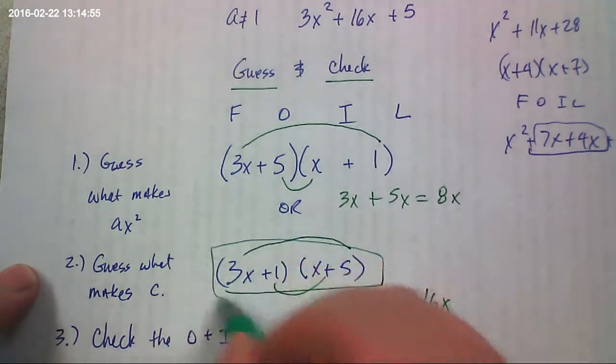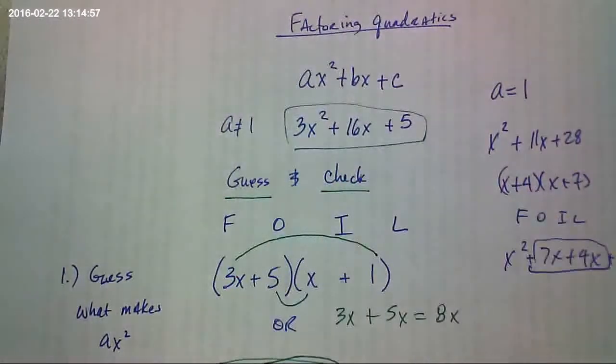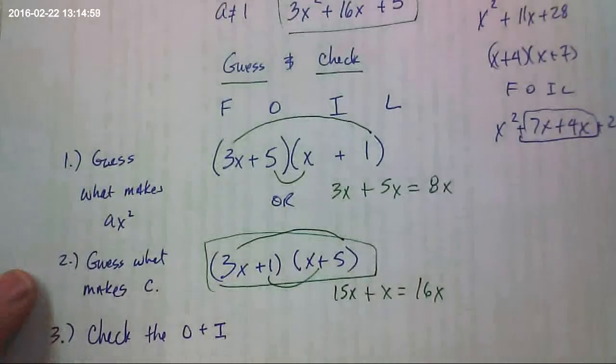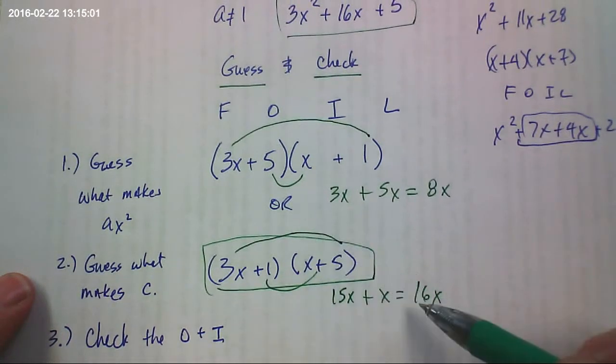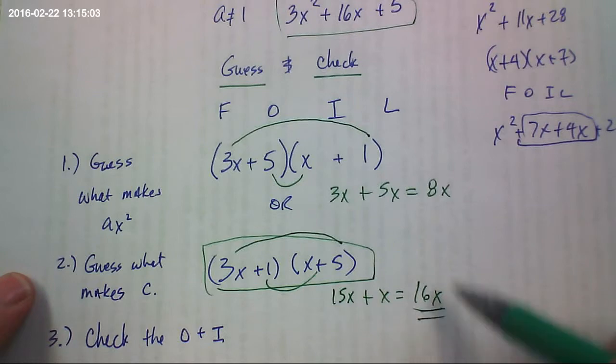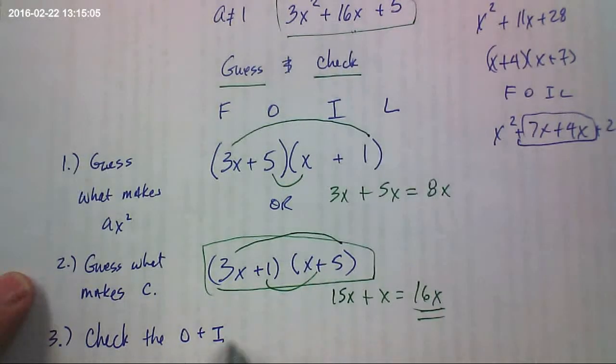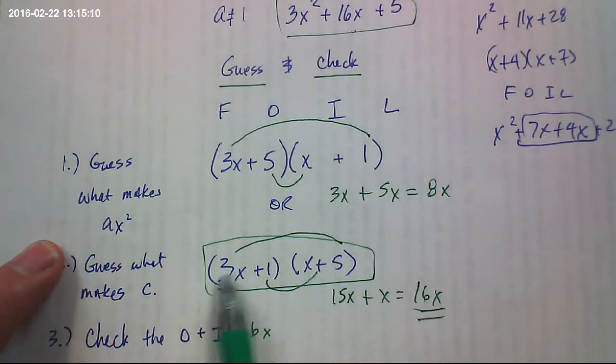The second one's right because see what it's supposed to equal? That's why this one's right, because the outside plus the inside makes 16x, and that's what B is. The outside, 15x, plus the inside, 1x.